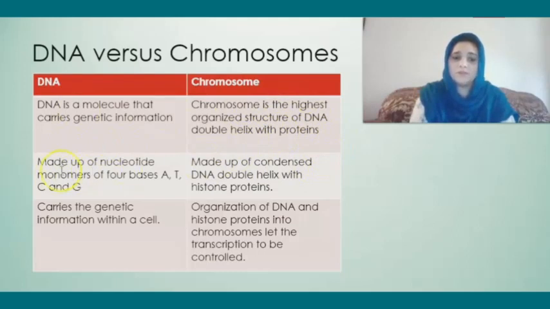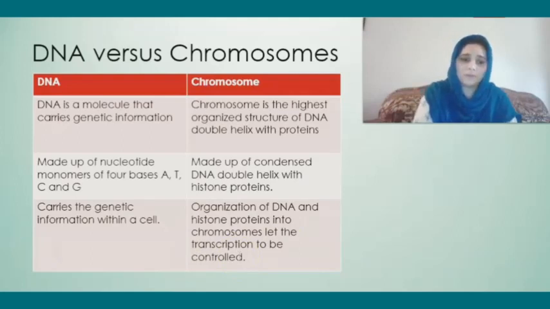DNA is made up of nucleotide monomers, single units of 4 bases: adenine, thymine, guanine and cytosine. I will explain them in detail in the coming slides. Now a chromosome is made up of condensed DNA double helix with histone proteins. DNA carries genetic information within the cell, while the organization of DNA and histone proteins into chromosomes lets the transcription be controlled. Now, transcription is a process in which DNA is transcribed into RNA.